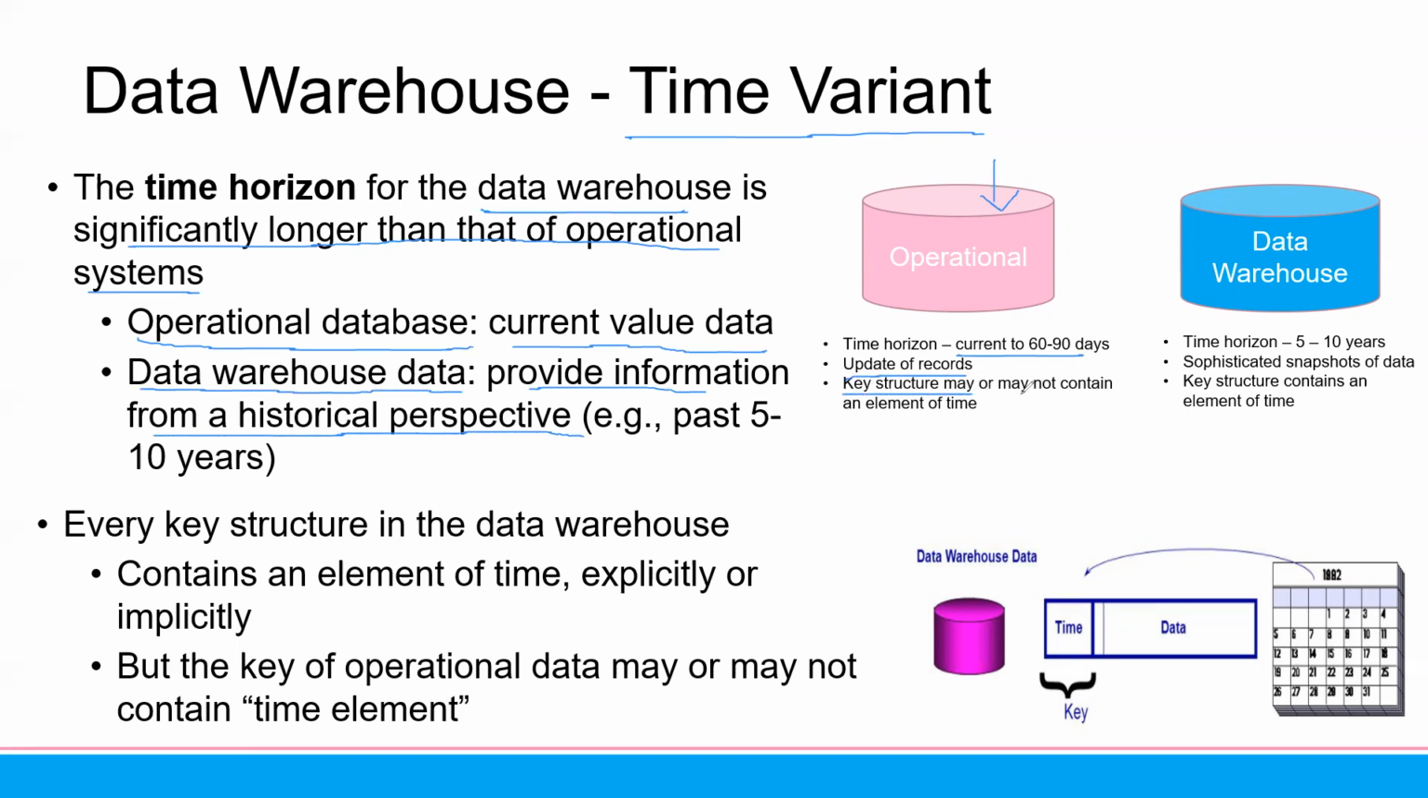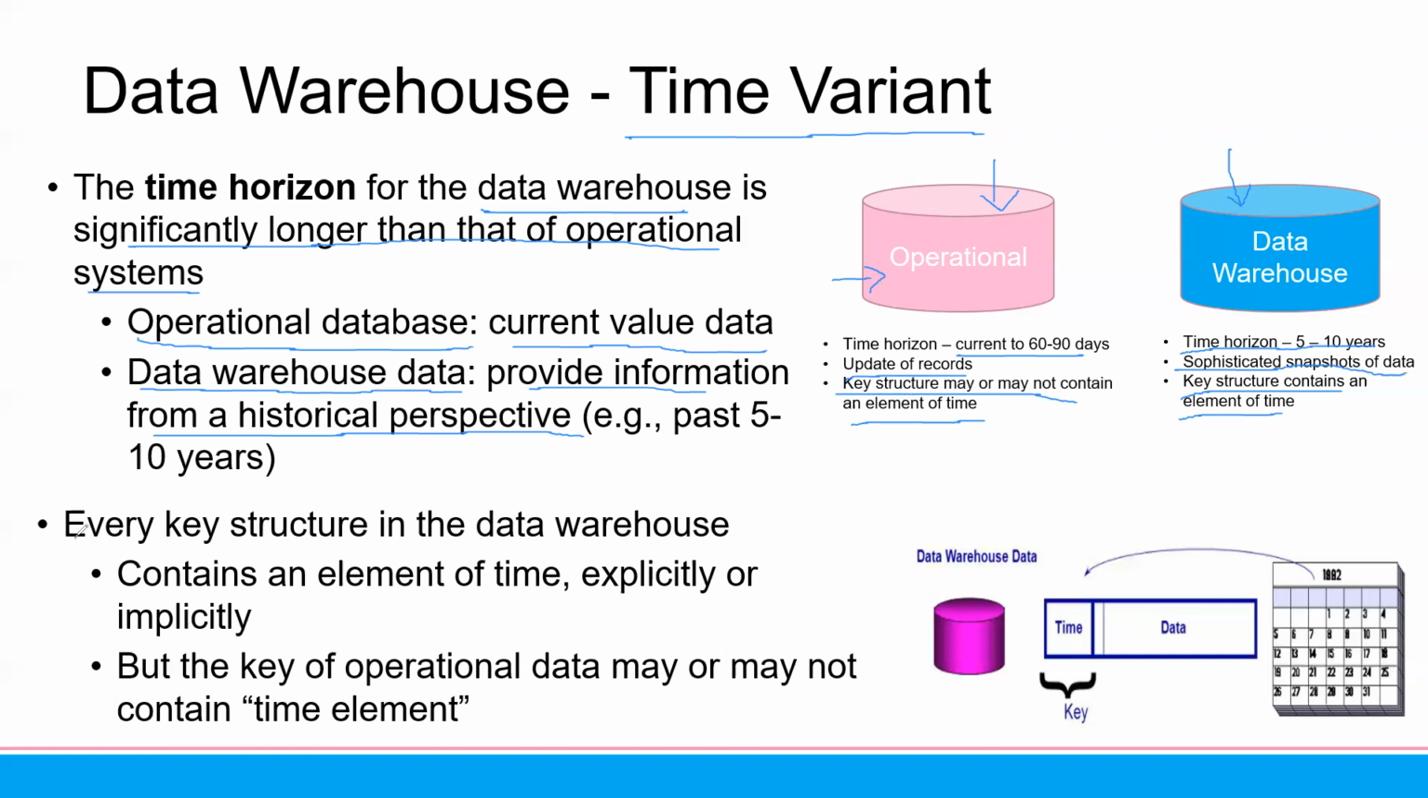Okay? And then the key structure may or may not contain an element of time. But if you are dealing with the data warehouse, the time span or the time horizon is between 5 and 10 years. And it has a sophisticated snapshot of data, and the key structure contains an element of time. So you have month, quarter, year. Okay? So the time structure is bigger than the operational. In the operational, maybe hour, minute, second. Okay? So it's about the operational.